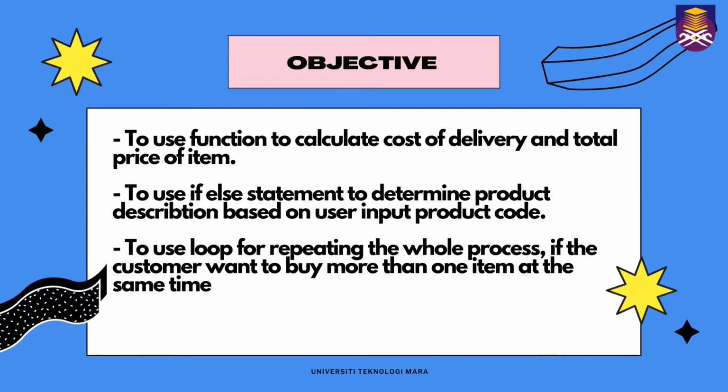Objective: to use a function to calculate the cost of delivery and the total price of the item, to use an if-else statement to determine the product description based on the user input product code, and the next one is to use a loop for repeating the whole process if the customer wants to buy more than one item at the same time.